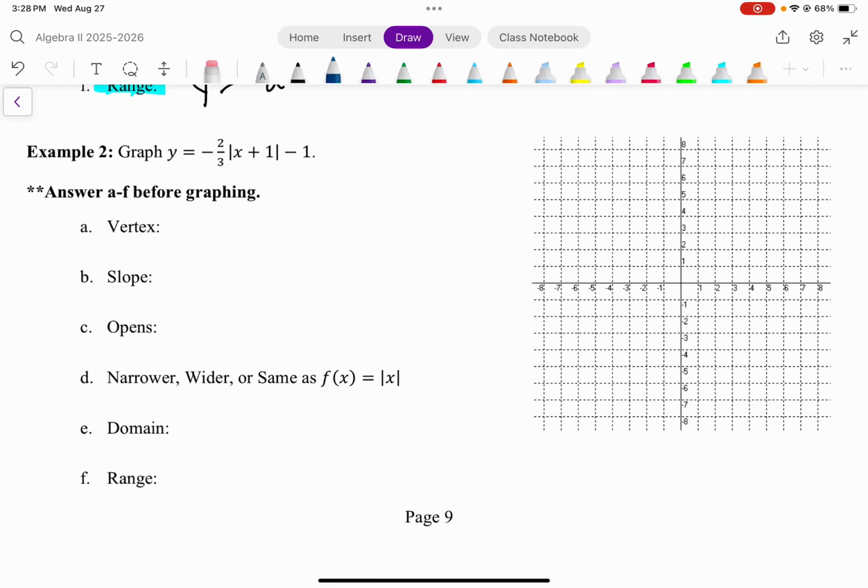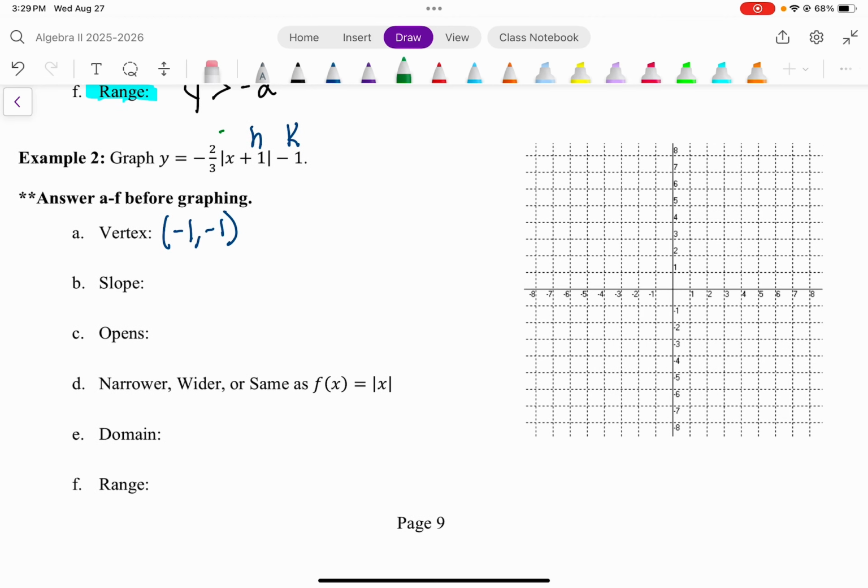Okay, so hopefully you have your answers so far. Again, we're going to answer the questions on the left before we graph it. For our vertex, we need h and k. Remember, h was the opposite, so it should have been -1 for your vertex. Next, we are going to look at the slope. And again, it's just the slope of the right side of our equation. And the slope is our a value, so -2/3. So on the right side, we're going to go down to right 3.